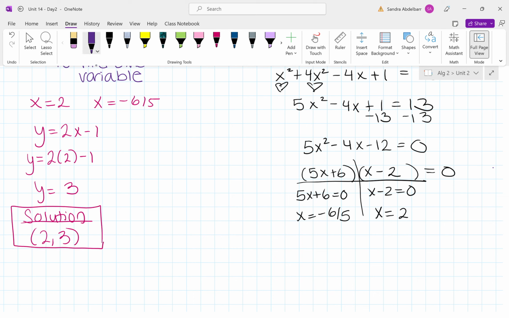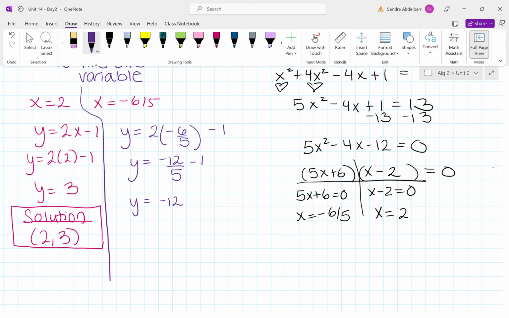Right, now we're going to do the same thing, but for x equals negative 6/5. So y equals 2 times negative 6/5 minus 1. So y equals negative 12/5 minus 1. We're going to have to create a common denominator. So negative 12/5 minus 5/5. So y will equal negative 17/5. So the solution here is negative 6/5 comma negative 17/5.